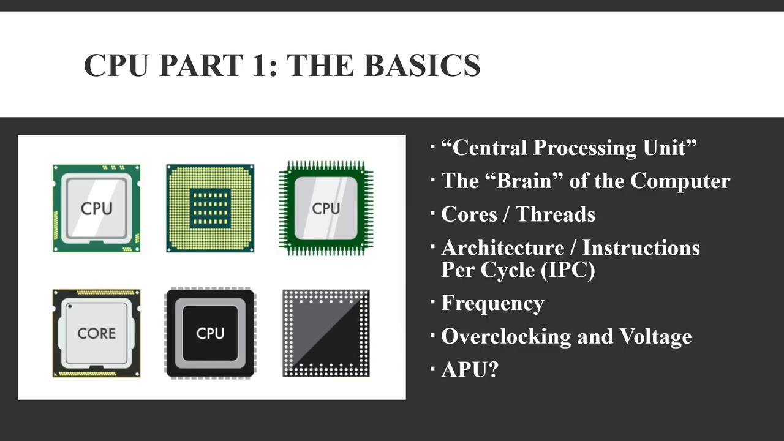So first we've got the CPU. Everybody refers to this as the central processing unit, and a lot of people compare it to the brain of the computer. Something you want to look for when choosing your CPU is the core count and the thread count, the architecture, which goes into the instructions per cycle, also called instructions per clock by some people, and the frequency, sometimes called the speed. You want to look at its overclockability, which also has to do with the voltage it's going to be running at, and maybe whether or not it's an APU.